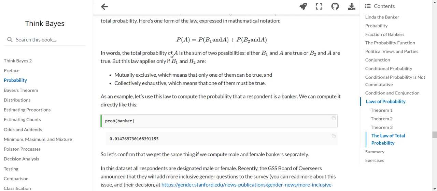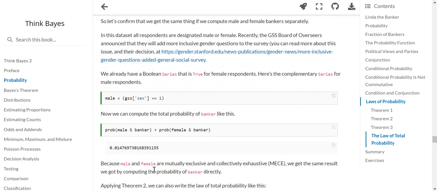So this gives us a way to compute the probability. We can find all the male bankers and find the probability of someone being a male banker and the probability of someone being a female banker. And the sum would be the total probability of someone being a banker. So they've done this and they got the same result.